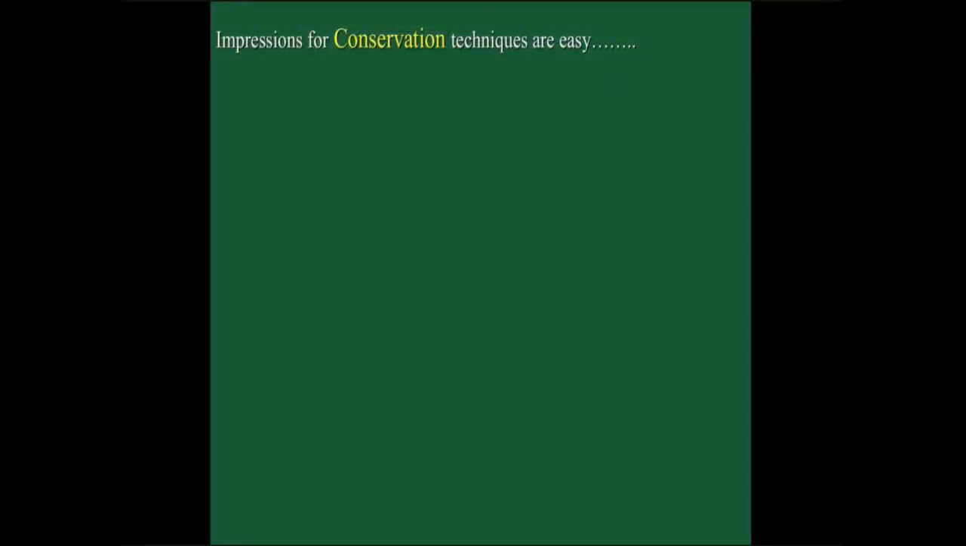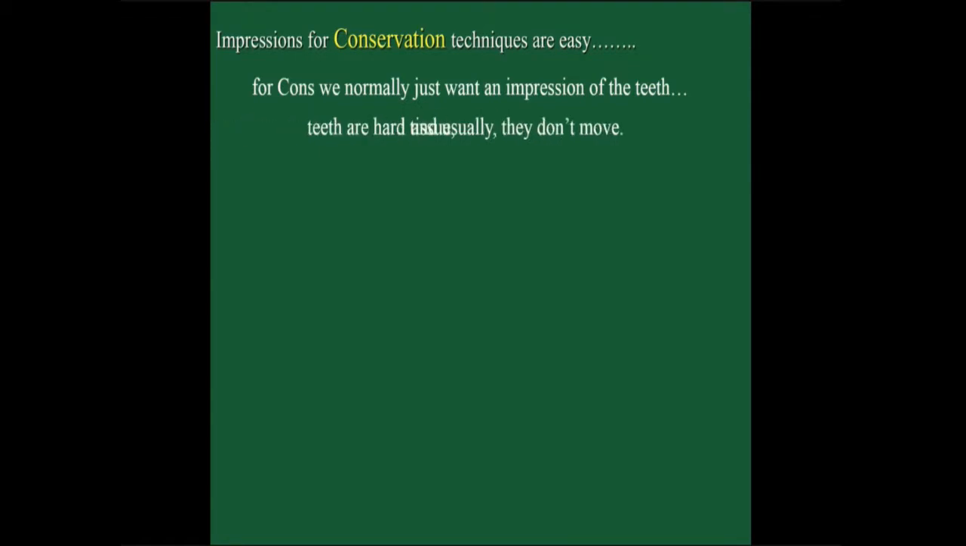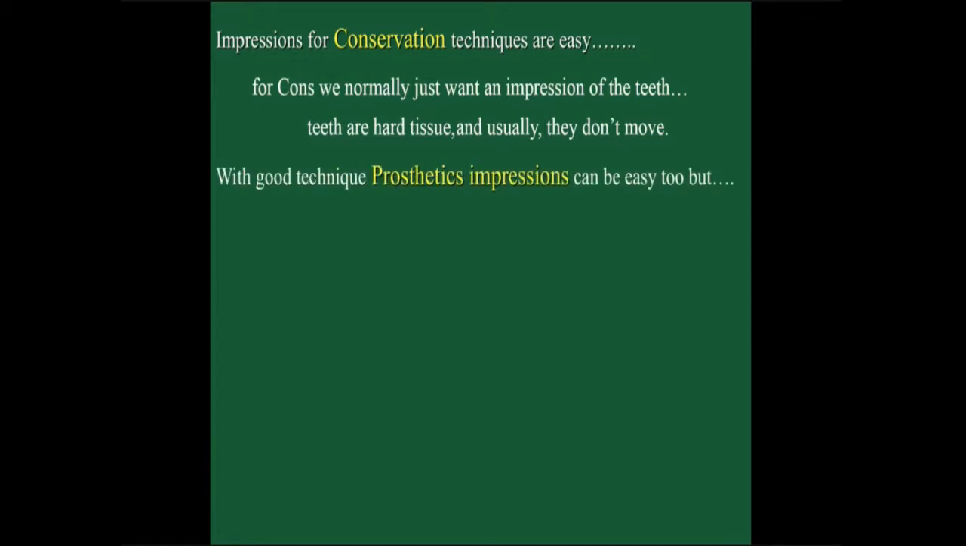So first thing is that impressions for cons are a different thing to impressions for prosthodontics. An impression for cons is very easy, mainly because we normally just want an impression of the teeth, and teeth are hard tissue, which usually don't move unless you've got periodontal disease, of course. But usually they're hard and they don't move, which is different from prosthodontics because we need more in prosthodontic impressions.